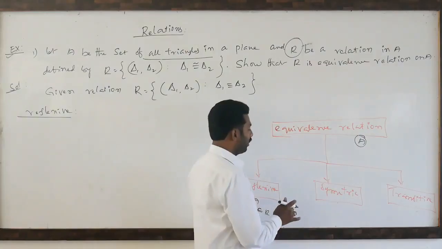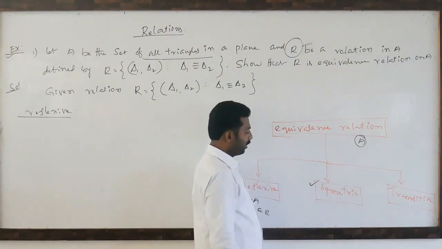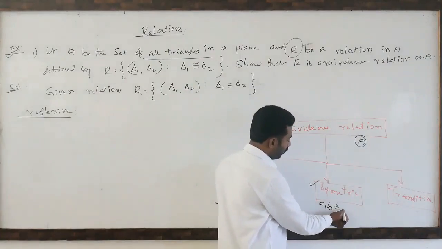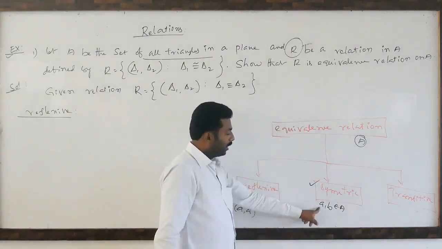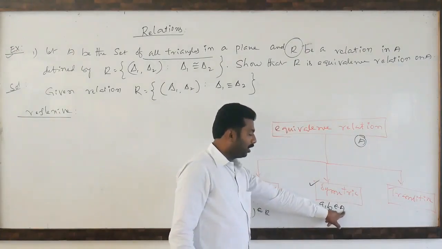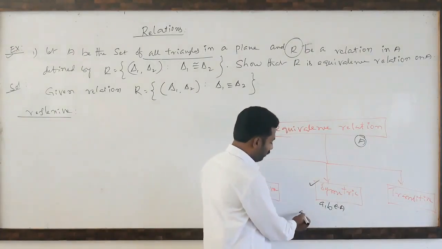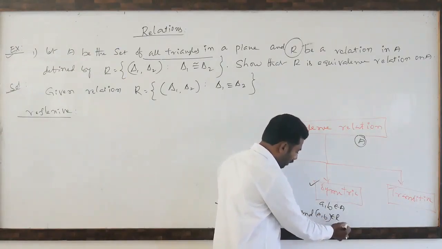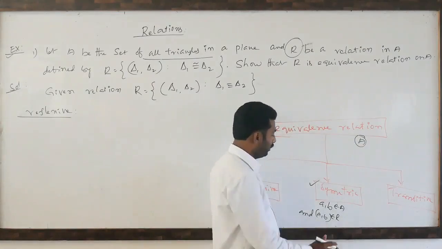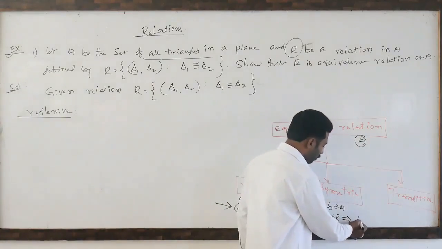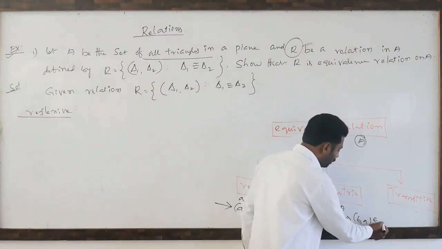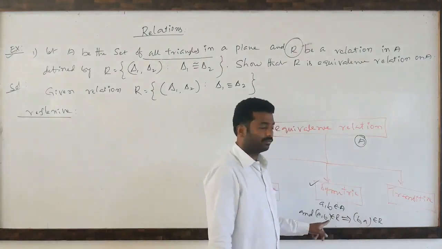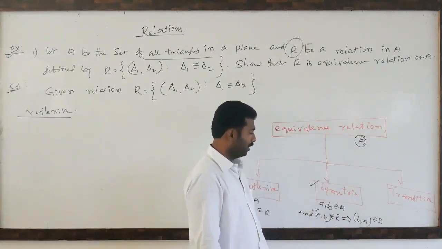Next, symmetry. To verify symmetry, you have to consider two arbitrary elements from the non-empty set. A comma B, two arbitrary elements from the non-empty set A, and we assume there is a relation between A comma B. Then what we have to prove is that B comma A is also related.